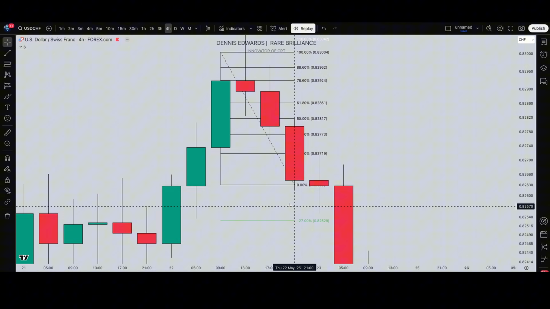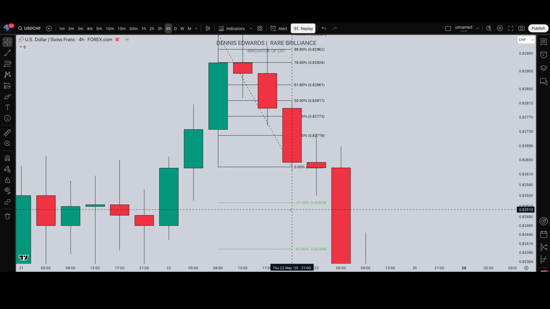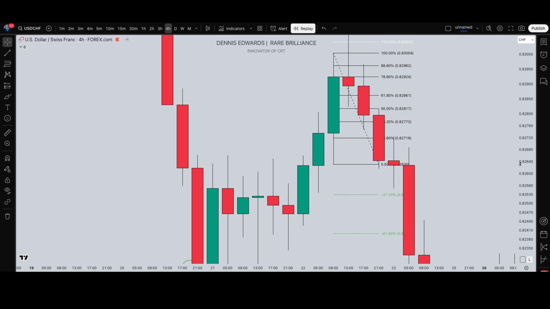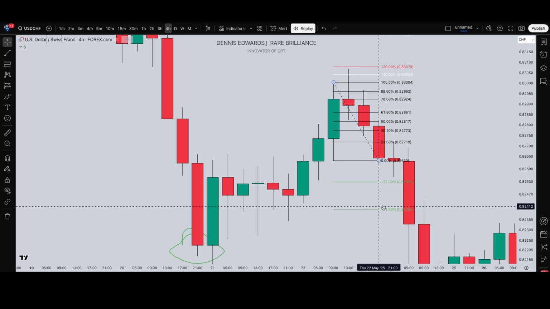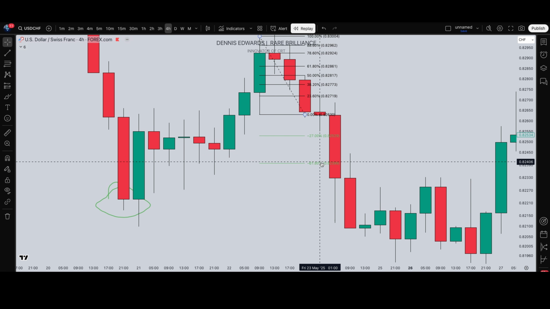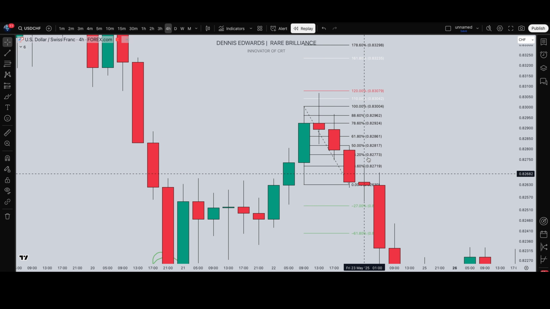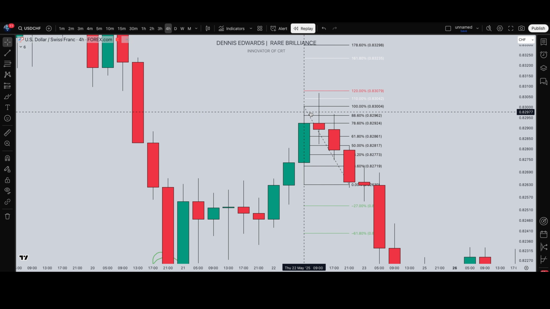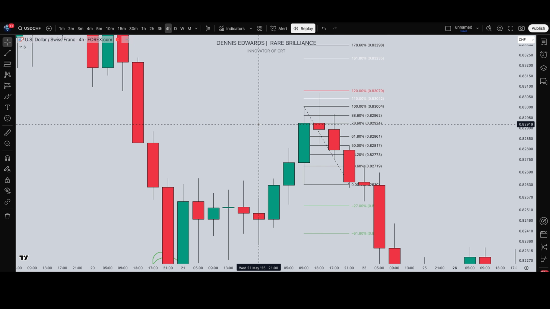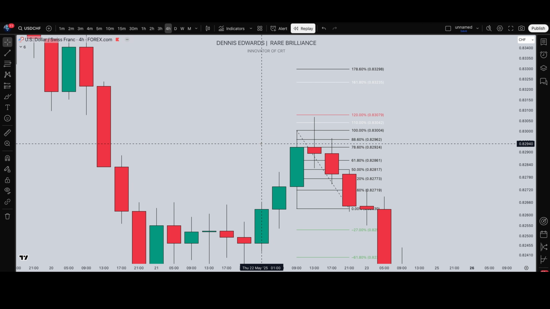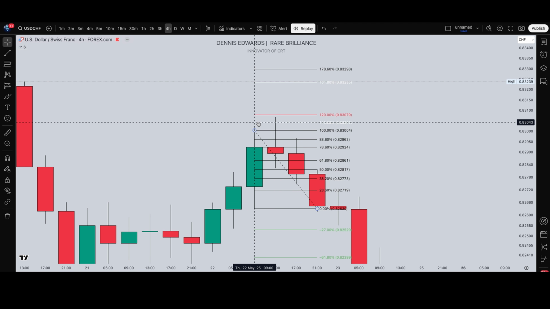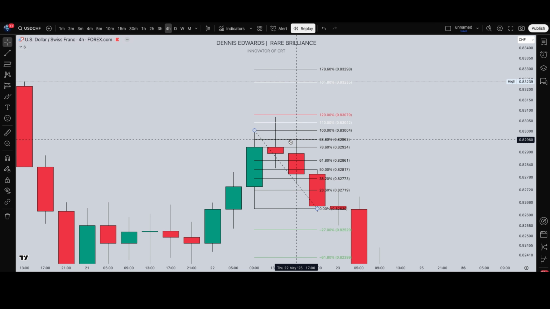Then you will have a TP1 at negative 27%, as you can see. And then you have a TP2 at negative 61%, where you could have held it lower just within this candle range itself. And on a lower time frame, you're going to have a smaller version of accumulation, manipulation, and distribution.